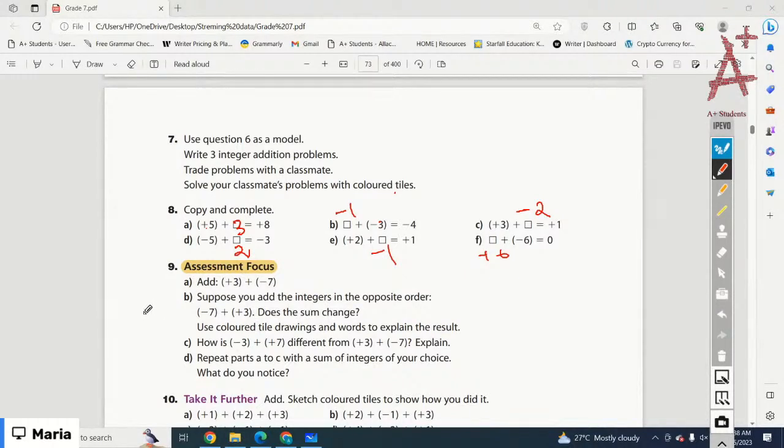Okay, assessment focus question 9. Add positive 3 and negative 7. So 3 positive tiles and 3 negative tiles make 0 pairs. You are left with just 4 negative tiles, right?